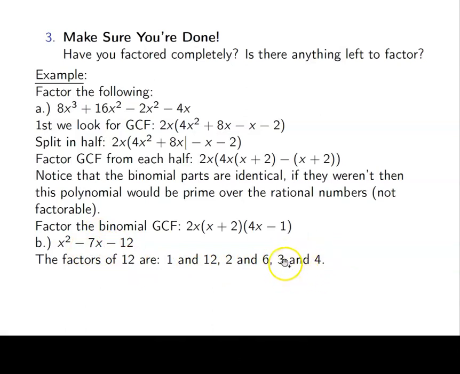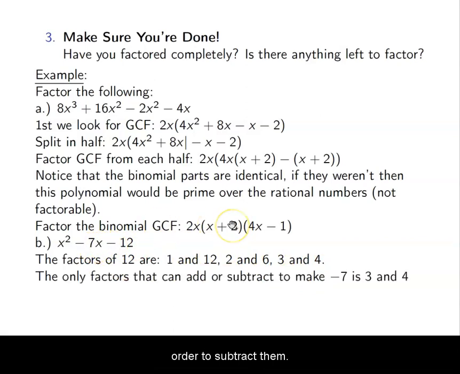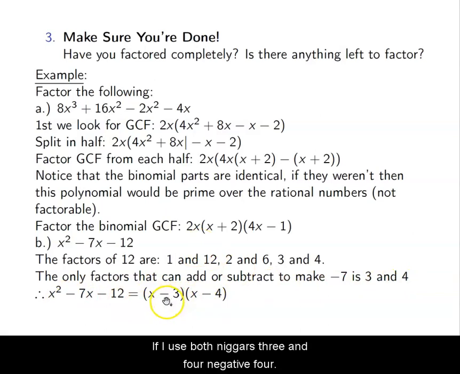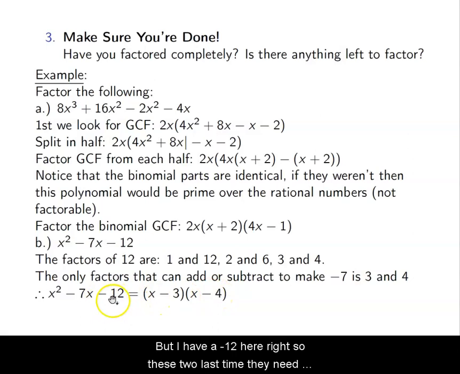In order for me to do that, I would need a -3 and a -4 in order to subtract those. The only factors I can add or subtract are 3 and 4. However, there's a problem here. If I use both -3 and -4, when I multiply these, they would become positive. But I have a negative 12 here, right?